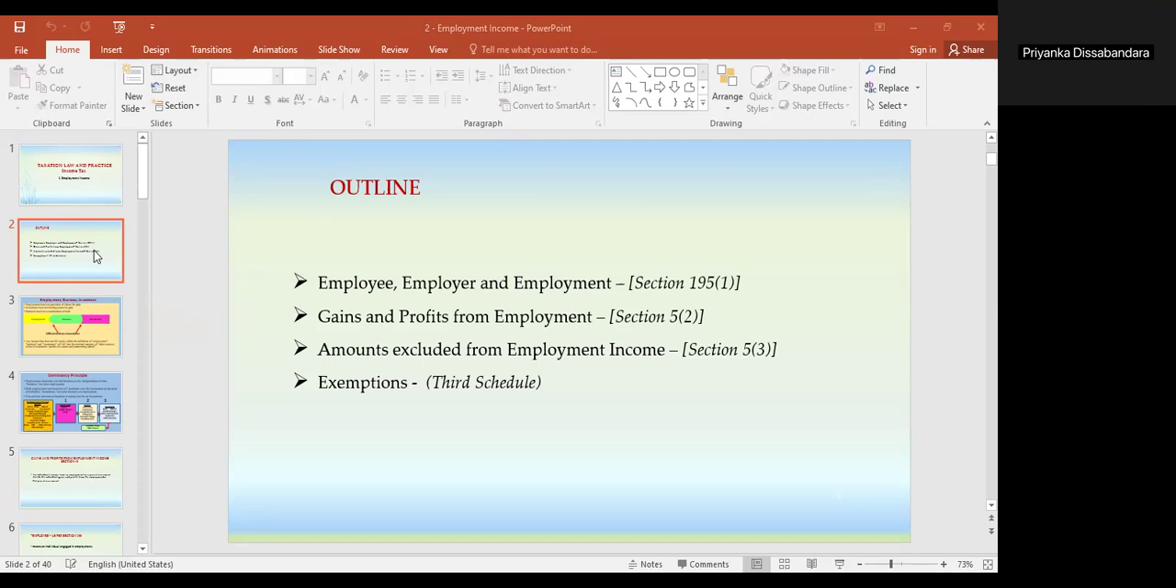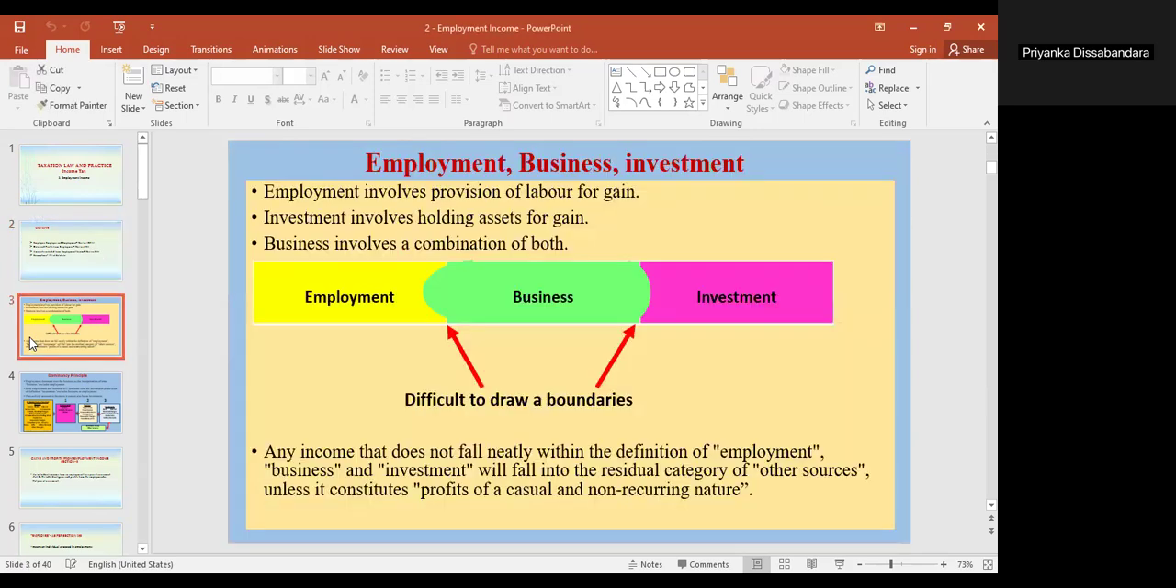We can discuss the employment income. Under that, I will explain about the employee, employer, and the employment, then gains and profits from employment, and amounts that we have to exclude from the employment, and exemptions. So, employment, business, and investment. I think you can remember I have explained these three income sources. I have mentioned that employment is the dominant one.